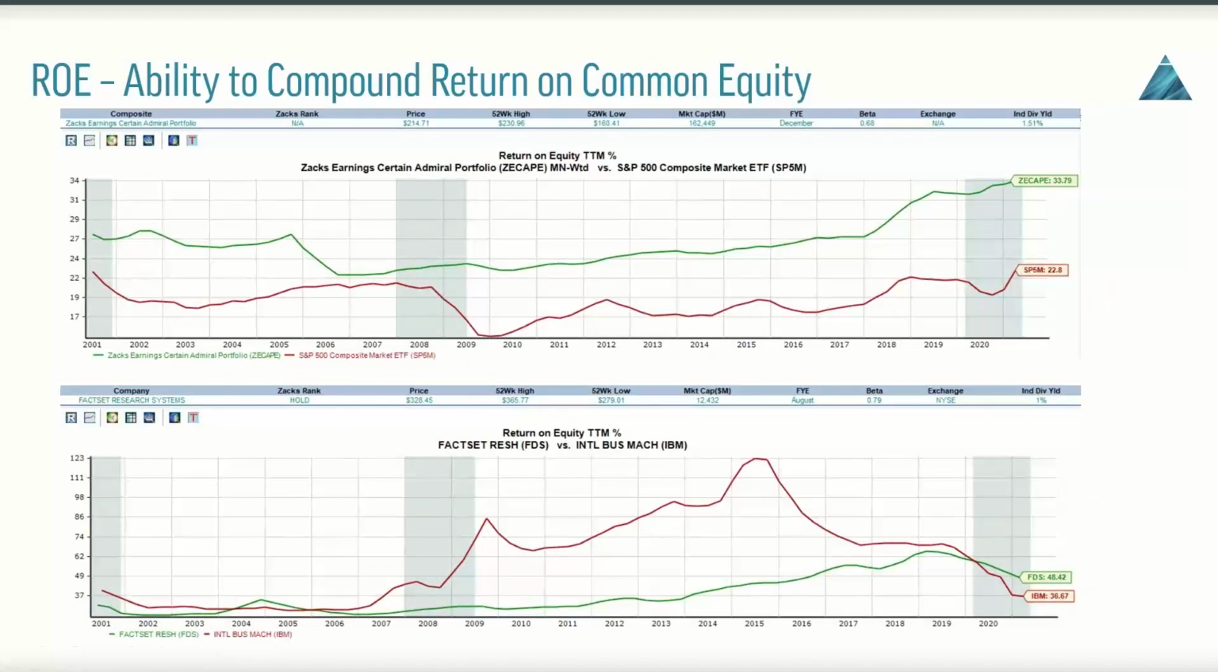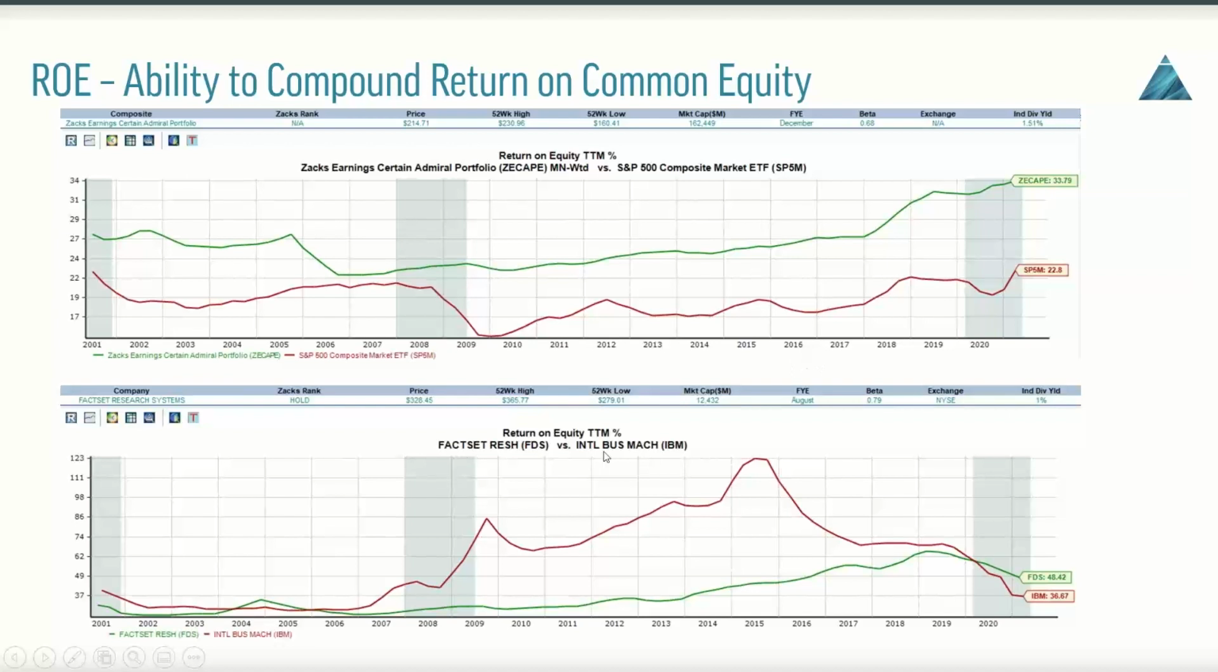So the idea is, where do you want your money invested? Do you want your money invested in an Admiral type strategy, or do you want to be playing around with stocks like Apache and IBM? Well, let's look at the actual ability for these companies to compound return on common equity, or to return this to common equity shareholders. When we take a look at the Admiral portfolio versus the S&P 500, you can see that we're looking at literally a 50% improvement in return on equity. And again, it's not just a quarter or two, not just a year or two. This is literally throughout its history.